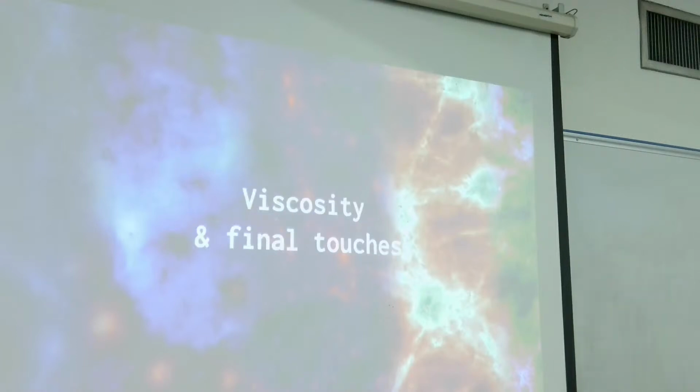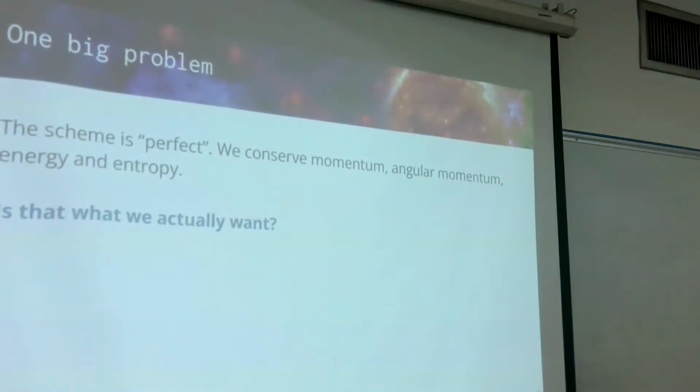Viscosity and some final information. Okay, so one big problem, and I think the problem you identified already, is that the scheme is too perfect. We conserve momentum, we conserve angular momentum, we conserve energy, we conserve entropy. Is that what we want? Somehow, because we derived it, there must be a reason. But is that really what we want? Is that how fluids actually behave?